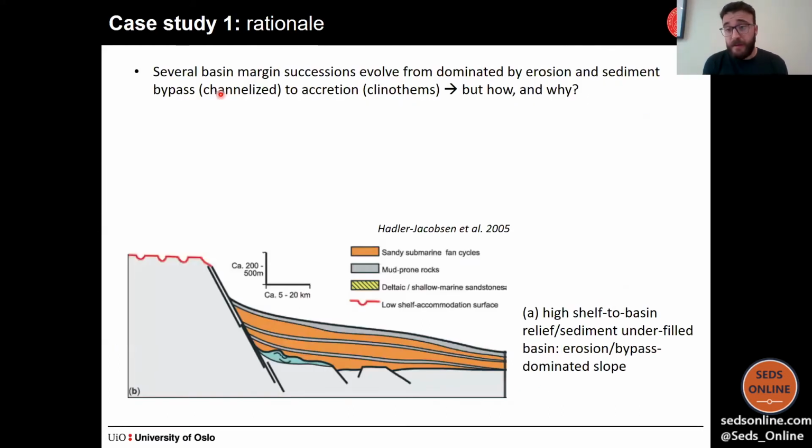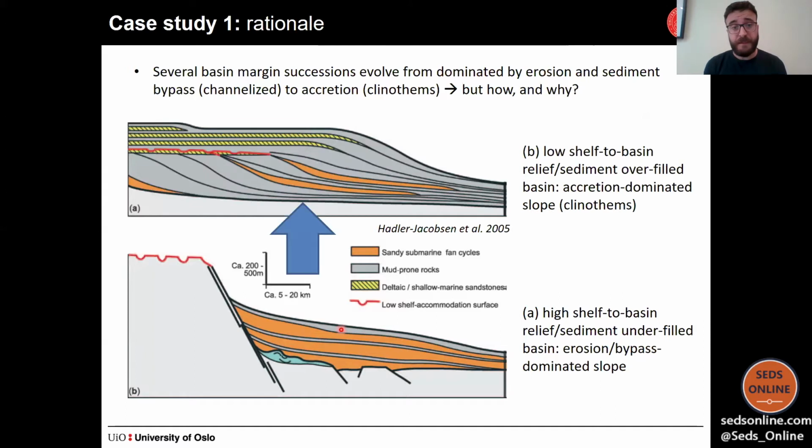Another thing that we don't know is that several basin margins evolve from an early phase dominated by erosion and sediment bypass and deposition in the basin floor to a later phase where we have accretion and formation of clinothems. So we don't know how these transitions occur, and we know that it happens in several basins. The reason why this happens is not an easy answer to give, but we're going to attempt this in the Karoo Basin.